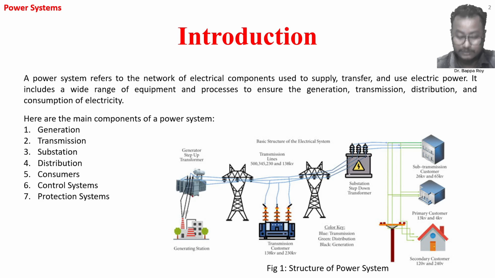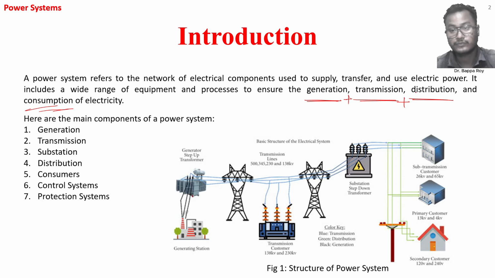Look, generation, transmission, distribution, and consumption. These four things are the main things of the electrical power system. The electrical power system is actually the summation of all this. First of all, we will generate electric power, then we will transmit, then we will distribute, and it will be consumed by the customers. So this is the main thing in power system. That is power system actually.